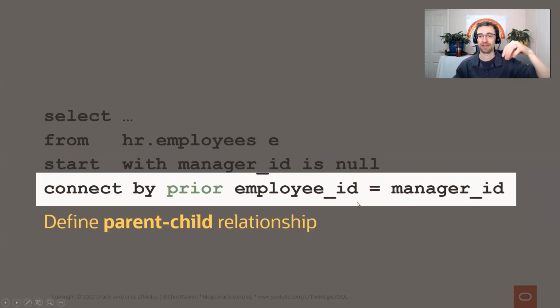So we've got prior employee ID equals the manager ID. When it's not quite so obvious, it usually takes one or two goes of flipping it around to make sure you've got it the right way around. So that's the key thing with connect by. Pretty straightforward. There's just two things we need there.